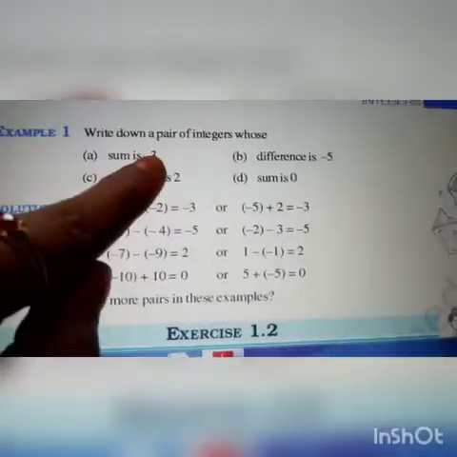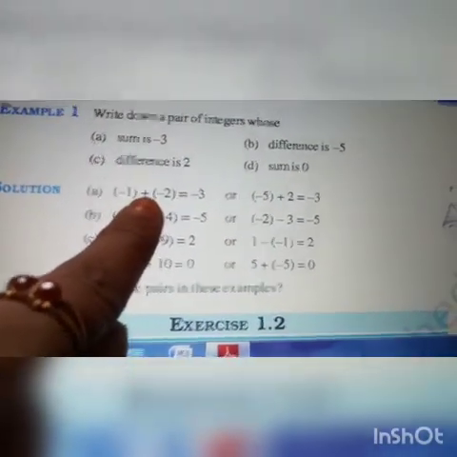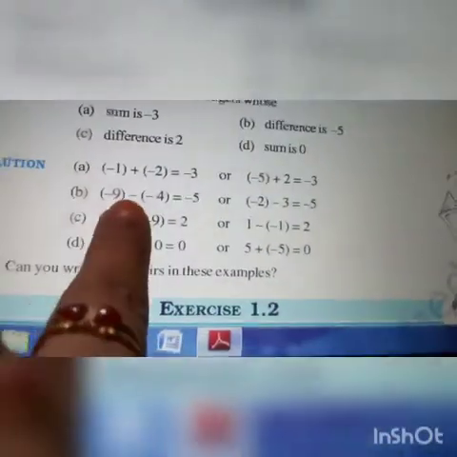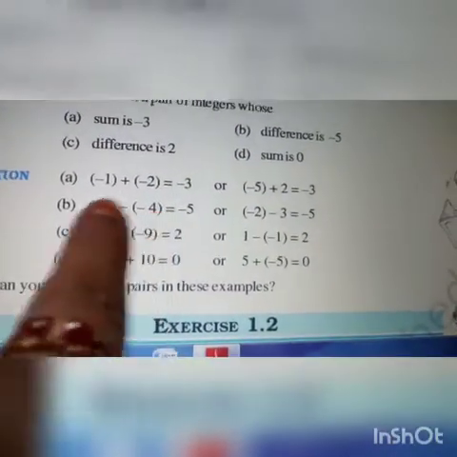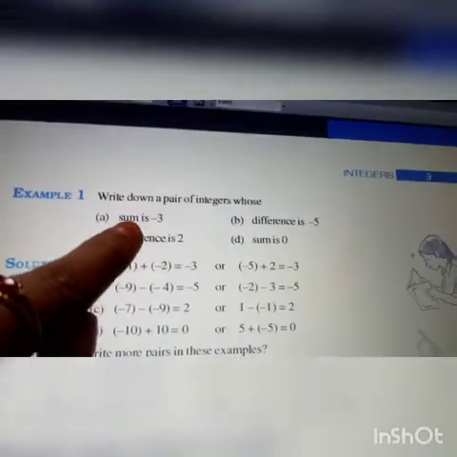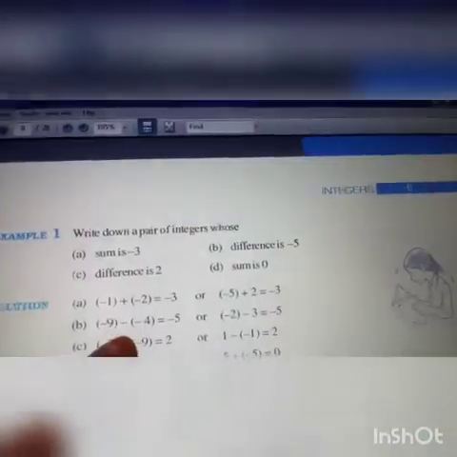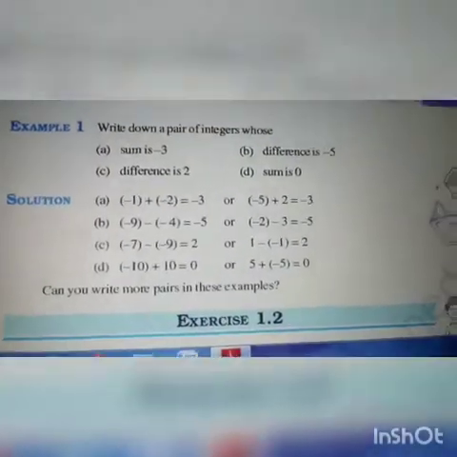Sum is minus 3. What should you use? You should use the plus sign in between two integers. Difference is minus 5. Now, you should use the minus sign in between two integers. See the difference. Don't directly subtract and write. That is different. For the sum you should put the plus sign in between. For the difference, the minus sign in between. Like that you should do.